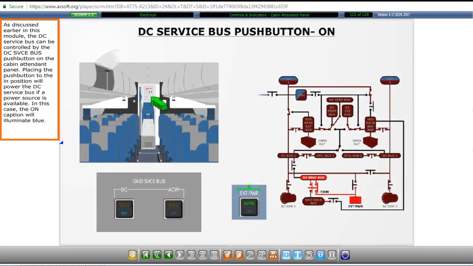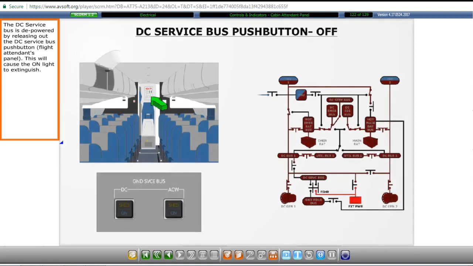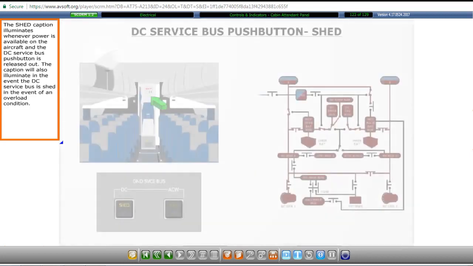As discussed earlier in this module, the DC service bus can be controlled by the DC service bus push button on the cabin attendant panel. Placing the push button to the in position will power the DC service bus if a power source is available. In this case, the on caption will illuminate blue. The DC service bus is depowered by releasing out the DC service bus push button. This will cause the on light to extinguish.